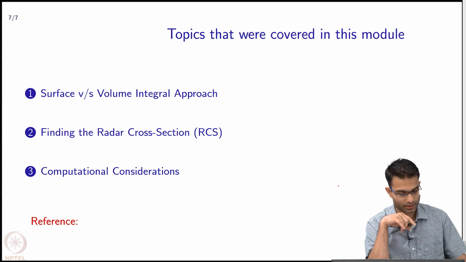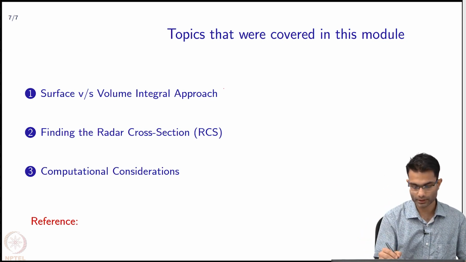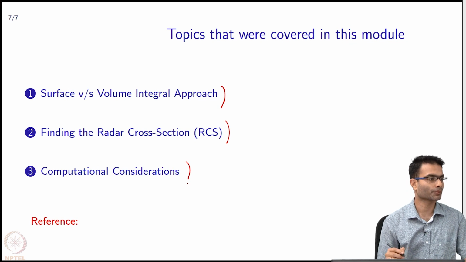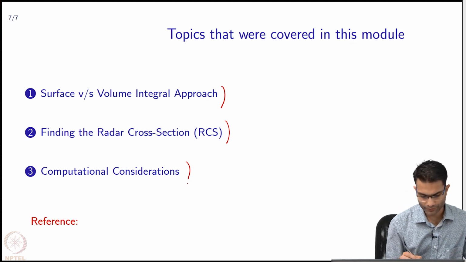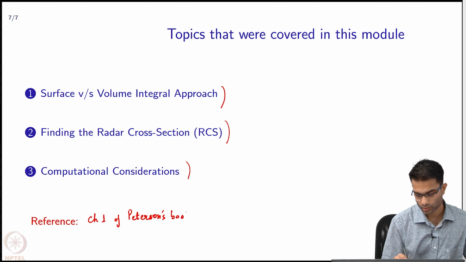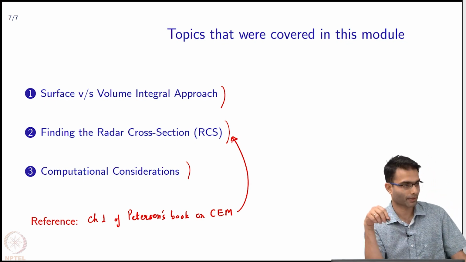So, to summarize, we looked at the differences between surface and volume, found out the RCS, and spoke a little bit about computational considerations. For reference, I think chapter 1 of Peterson's book on CEM gives you this radar cross section and the approximations required quite nicely.